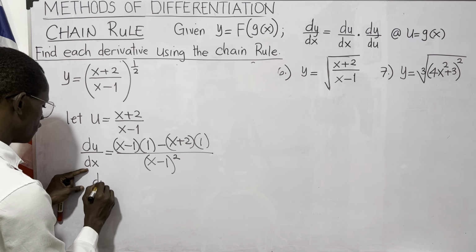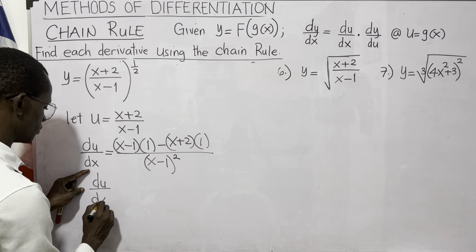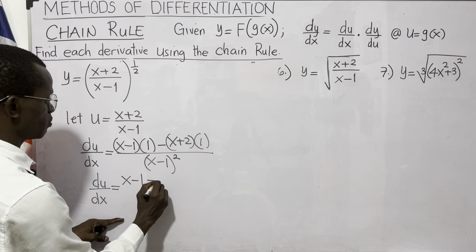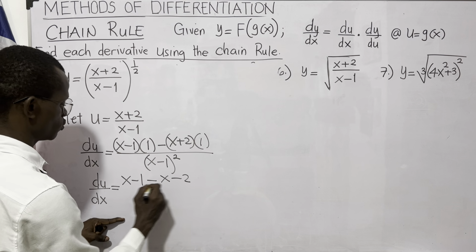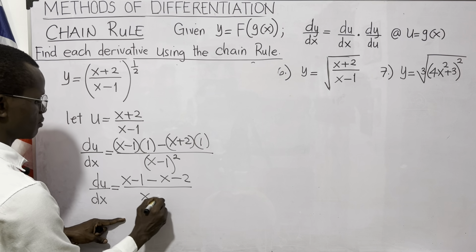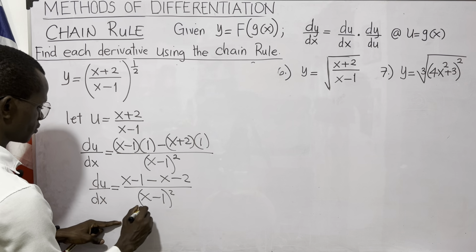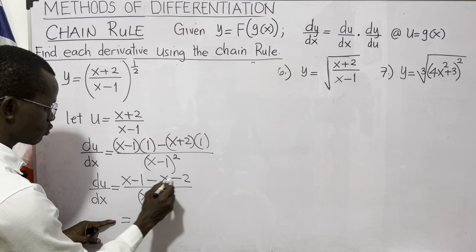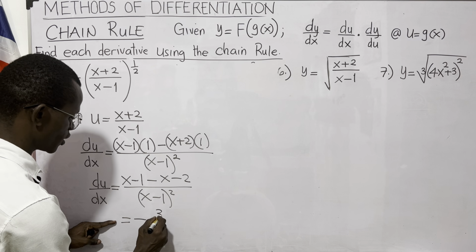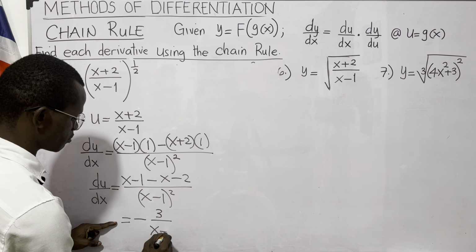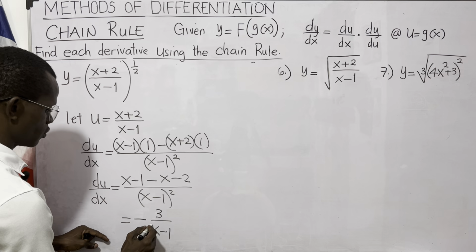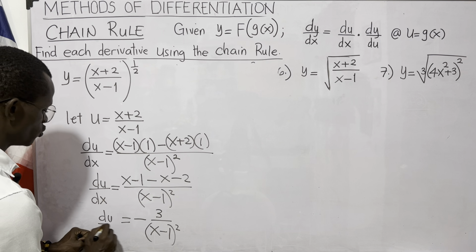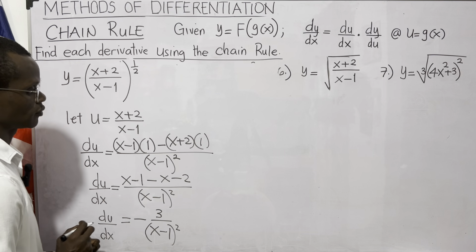So if we further simplify du by dx, this will give us x minus 1 minus x minus 2, over x minus 1 raised to the second power. So x and x go out. Minus 1 minus 2 is minus 3, all over x minus 1 raised to the second power down here. So this is du by dx.